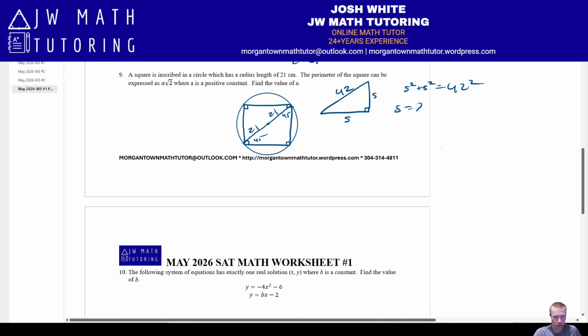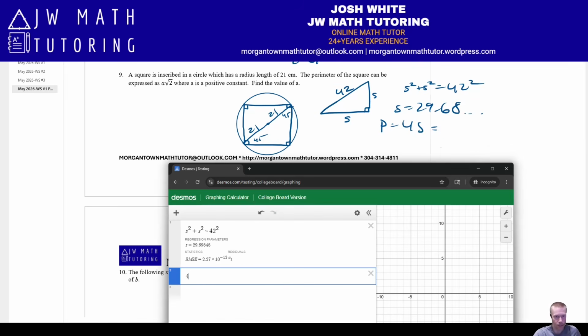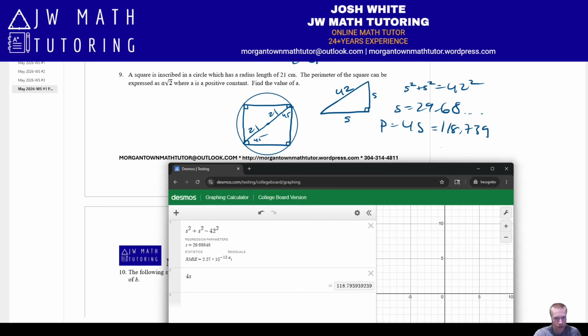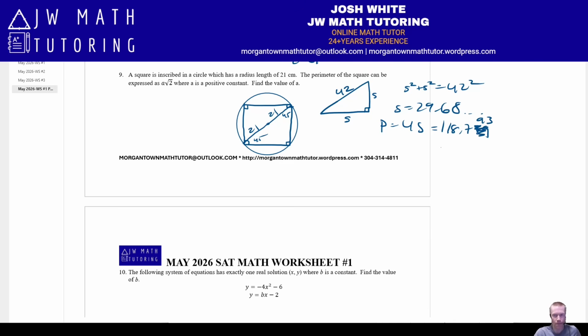Okay, so now I get the value of one side of the triangle. I'm just going to write it here. It's like 29.68, but whatever. So now to get the perimeter, I just do 4 times that. So if I go back here, I can just do 4s. Okay, I get this number. What is it? 118.793, whatever it is, doesn't matter. Yep, 793. It's right the first time.